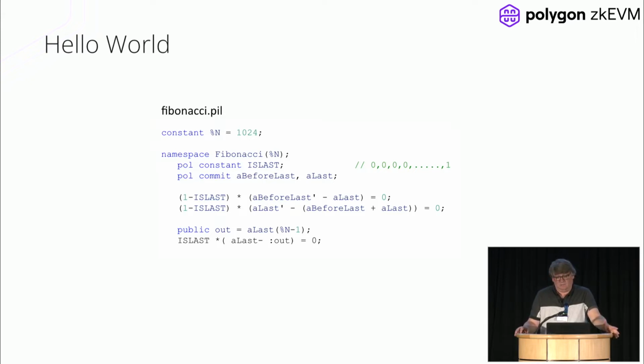Okay. And at the end, we also need to define what the public input is. In this case, the public input is going to be just the output. It's going to be the last element of the polynomial. And here, we also need to define the polynomial condition that this public variable is equal to the last in the isLast position. Okay, so here we have what would be the hello world example. So you can see here that we can build processors on top of that.